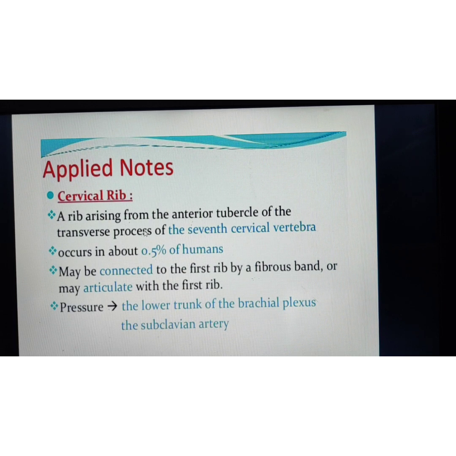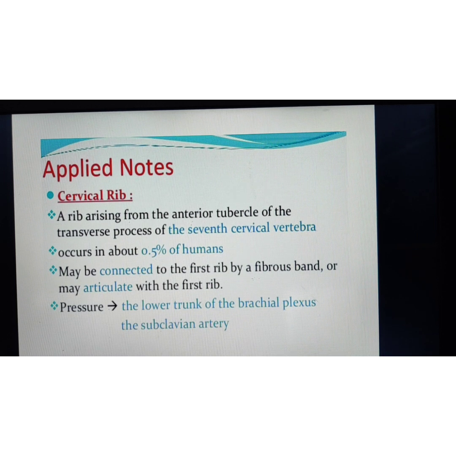It is a rib arising from the anterior tubercle of the transverse process of the 7th cervical vertebra. It occurs in about 0.5% of humans, and it may be connected to the first rib by a fibrous band or may articulate with the first rib. If it is present, it may compress the lower trunk of the brachial plexus and the subclavian artery.